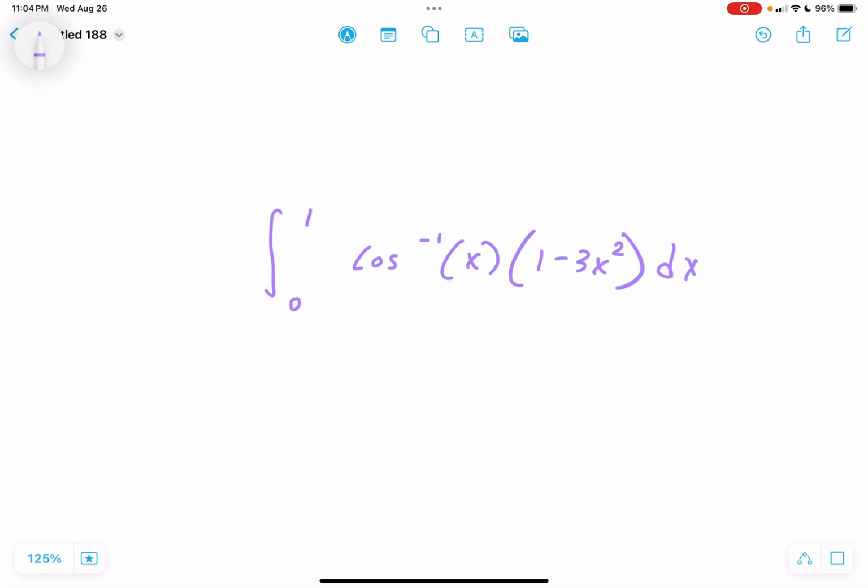Alright, so for this problem, I think I have the way to solve it, but I'm not entirely sure. This problem may take a good minute. So I see an inverse cosine, right? And I see an algebraic function. I have a feeling here I'm going to use integration by parts.